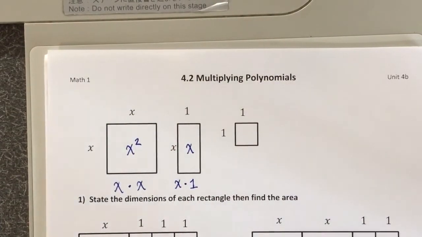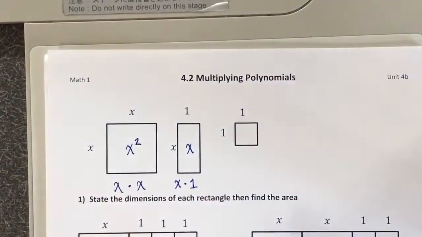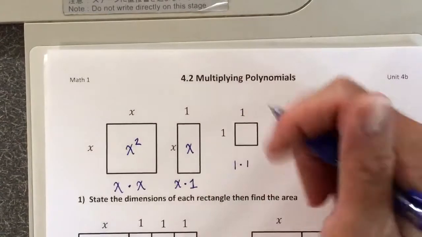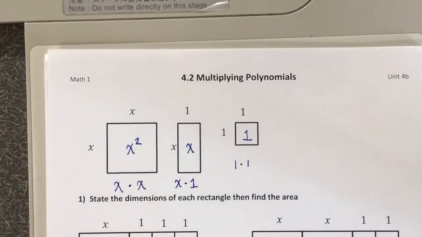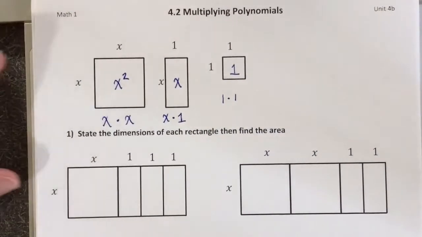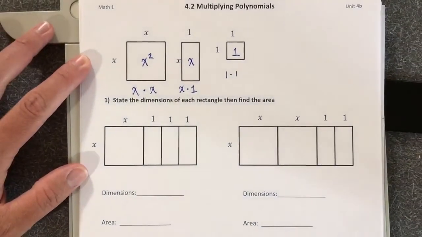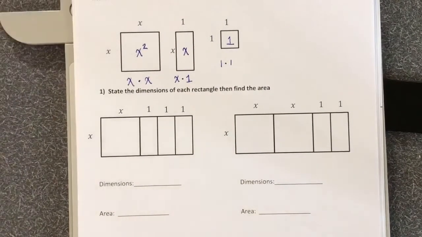The last tile we call the unit tile because it has a height of 1 and a length of 1. If I take this tile and slide it and match it up here, it matches up perfectly to the top of this tile, so it has an area of 1. So we're going to be working with three tiles: the x squared tile, the x tile, and the 1 unit tile. In these next two examples, you are going to first state the dimensions and then use what we just learned to write the area.